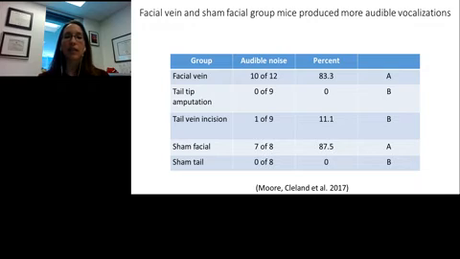We did find that there was a significant impact of the phlebotomy group on vocalization. So specifically, the facial vein and sham facial vein group mice produced more audible vocalizations. And most of the vocalizations actually were produced during handling, during scruffing. And so this led us to believe that this was largely due to the handling procedure, since it also occurred in the sham facial group, and that type of restraint is probably very stressful to the mice. We didn't have any ultrasonic vocalizations recorded during any of the procedures.